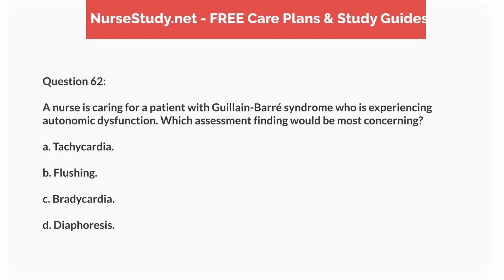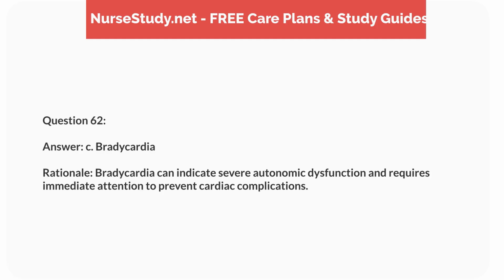Question 62. A nurse is caring for a patient with Guillain-Barré syndrome who is experiencing autonomic dysfunction. Which assessment finding would be most concerning? A. Tachycardia. B. Flushing. C. Bradycardia. D. Diaphoresis. Answer: C. Bradycardia. Rationale: bradycardia can indicate severe autonomic dysfunction and requires immediate attention to prevent cardiac complications.